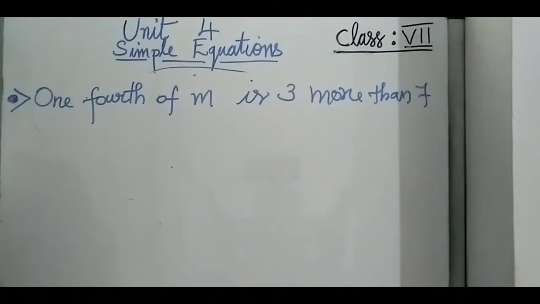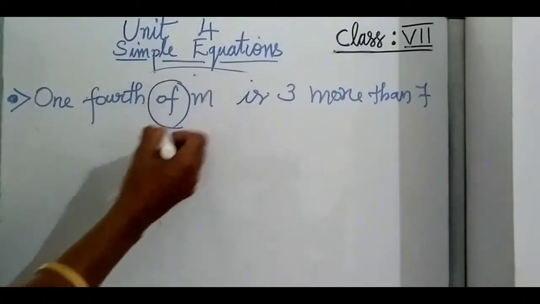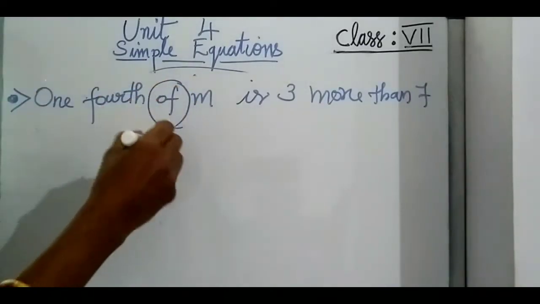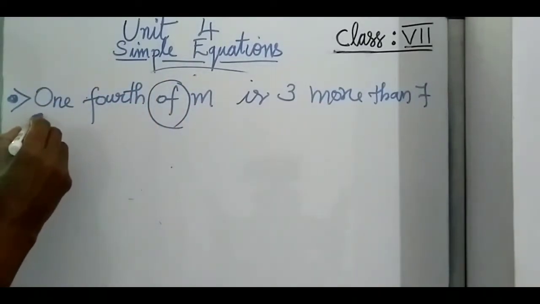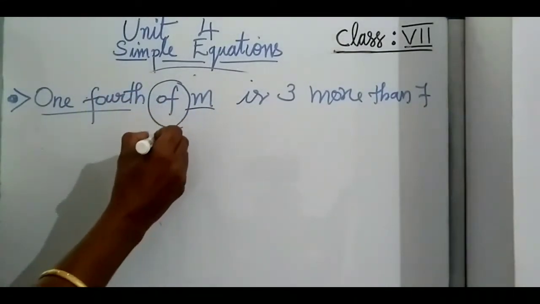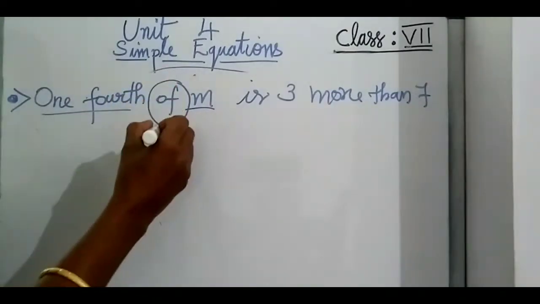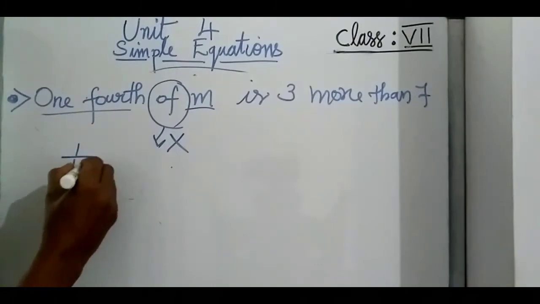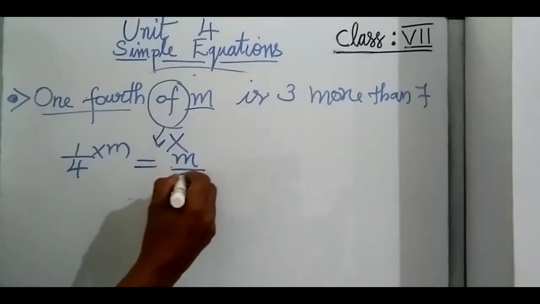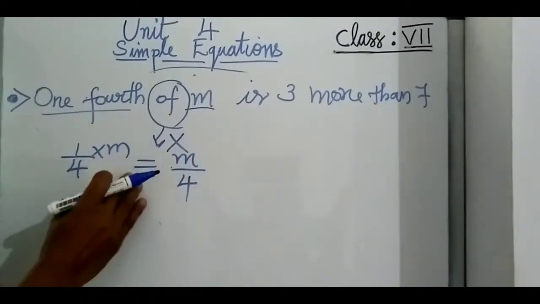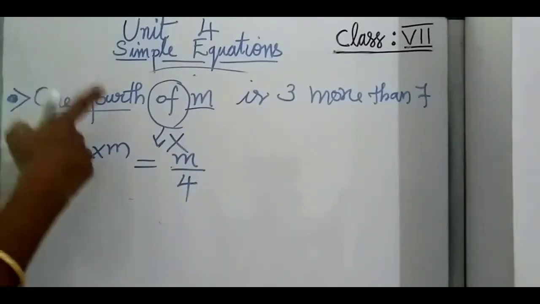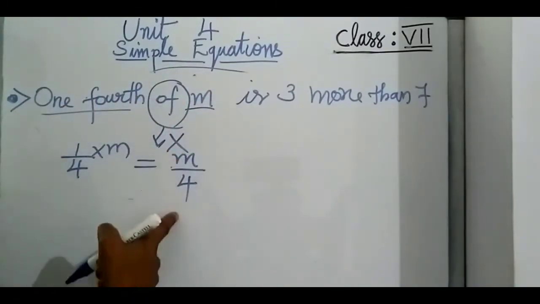1/4 of m. How can we write "of"? We have already learned that "of" means multiplication. So 1/4 of m means 1/4 into m. So 1/4 of m can be written as m/4. Both are the same: 1/4 into m equals 1 into m/4. So don't forget, 1/4 of m is m/4.